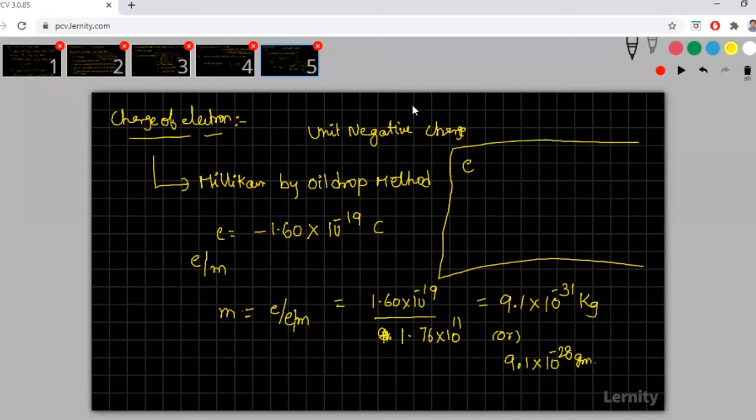Now here I want to write those three values. Charge of the electron is 1.6 into 10 power minus 19 coulombs. Next, mass of the electron is equal to 9.1 into 10 power minus 31 kg. Next, e by m is equal to 1.76 into 10 power 11 coulomb per kg. These values you have to remember.